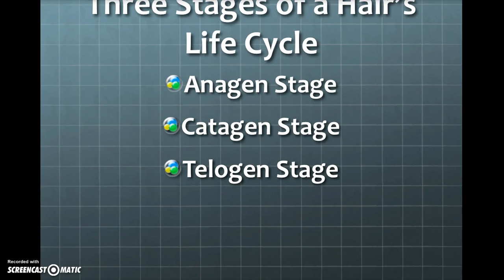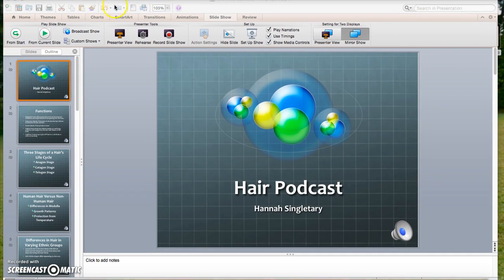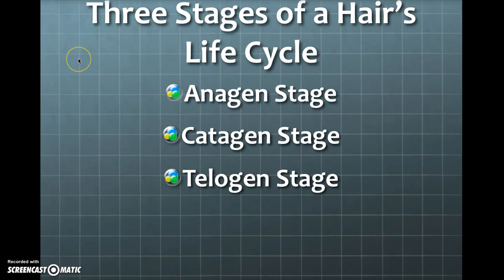So the three stages of a hair's life cycle are the anagen stage, which is when the hair grows very quickly, and then in the catagen stage, hair growth begins to slow down and change depending on where it is in the body. And in the telogen stage, the hair has stopped growing and it's almost like a rest period.